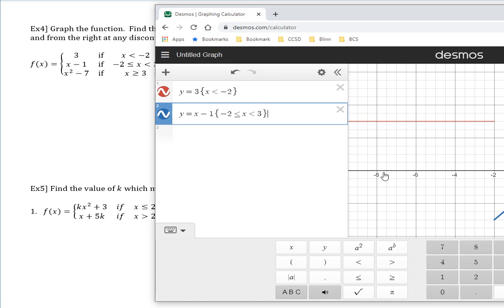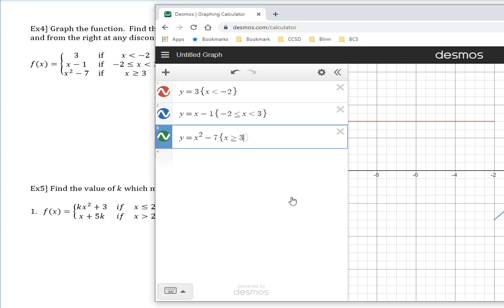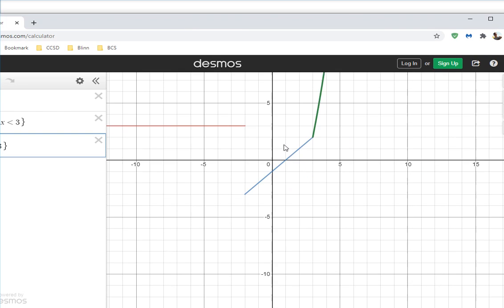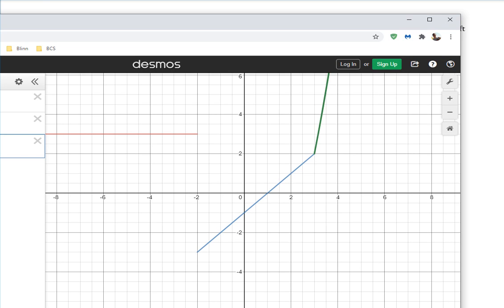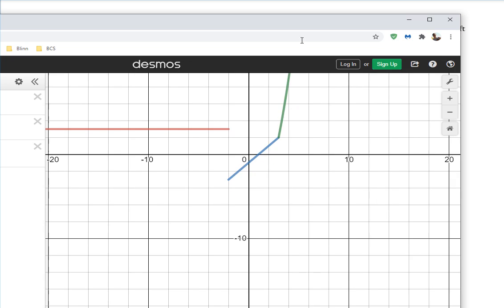All right, and then let's get our last one. For the last piece, I might as well just do y equals one more time, and then x squared minus 7. And again, I need it only on that interval, so brace, x greater than or equal to 3, and then brace. All right, so there's our picture. There's our graph of this problem, and we could use the wrench to change it into projector mode to see it a little bigger if needed.